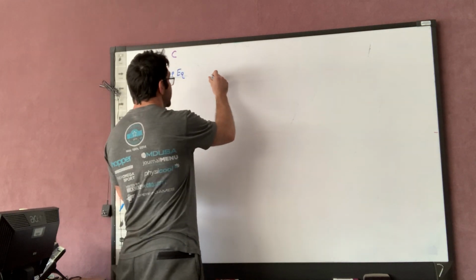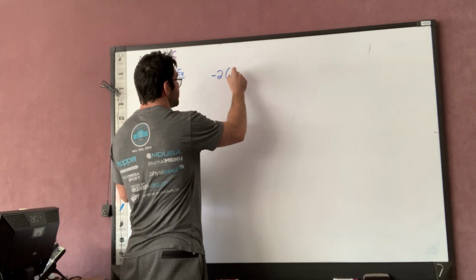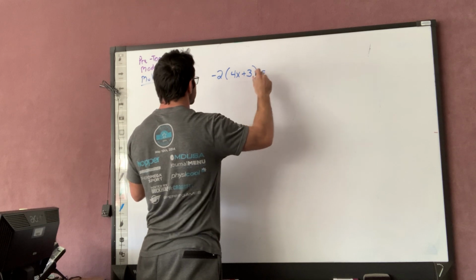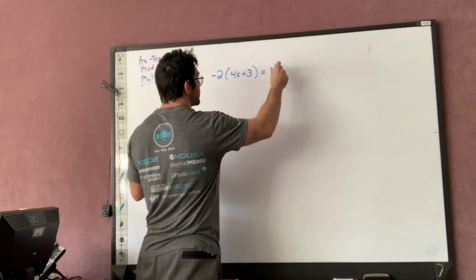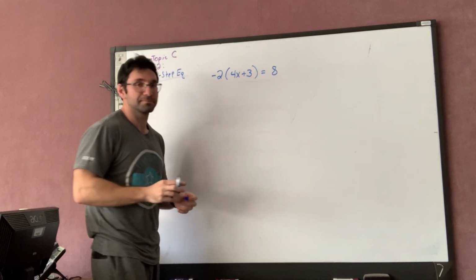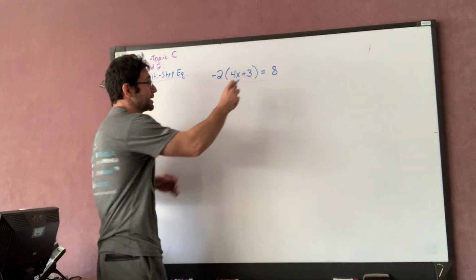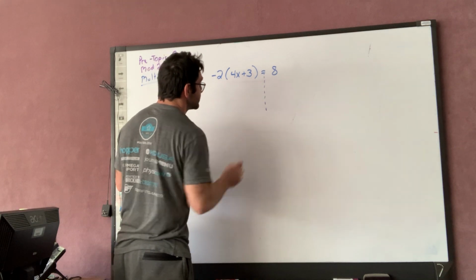So let's go -2(4x + 3) equals, and let's make it 8. Find the balance point. It's my equal sign, make your inverse operation line.